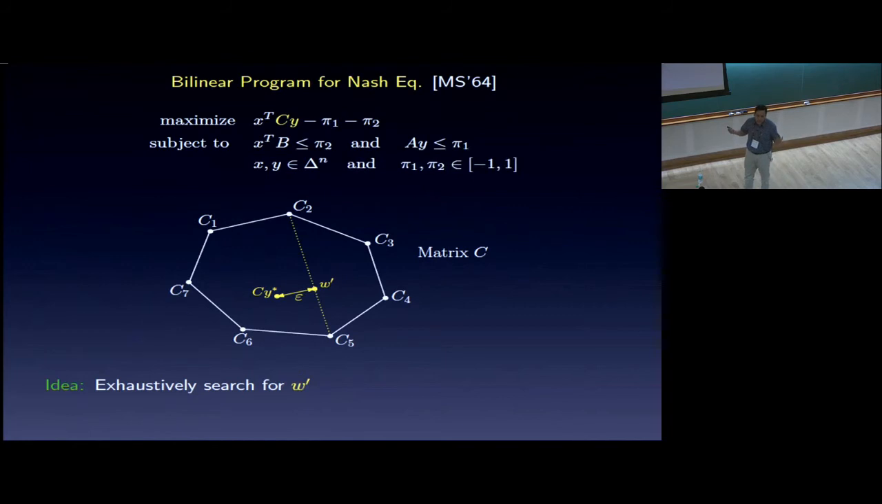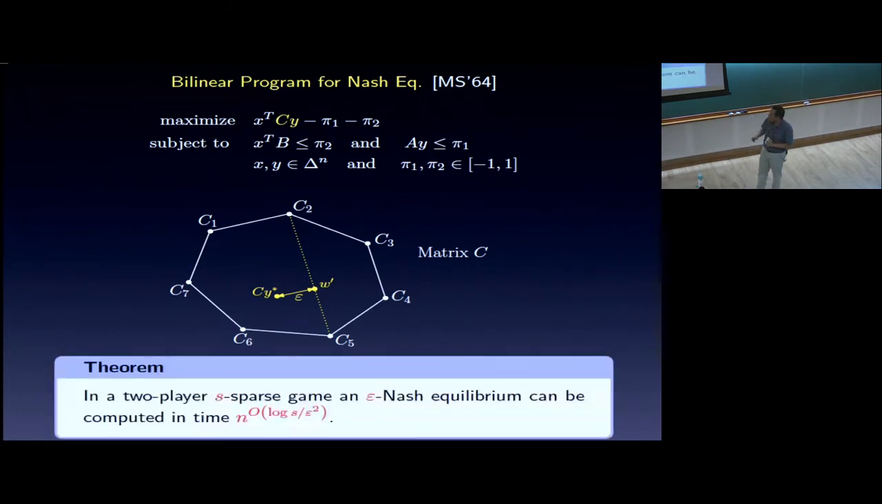I'll just exhaustively search for W prime. There's a simple technical fact that I didn't mention, which is that this W prime is in fact a uniform convex combination of a very small number of columns of C. In fact, this W prime will be a convex combination of like 4 times this norm log S by epsilon square columns of C. I just enumerate all n choose log S columns of C. For every candidate W prime, I solve a linear program and test whether I have a Nash equilibrium or not. That's it. So in particular, I just enumerate over all small size subsets of columns of C, and this gives me this result.